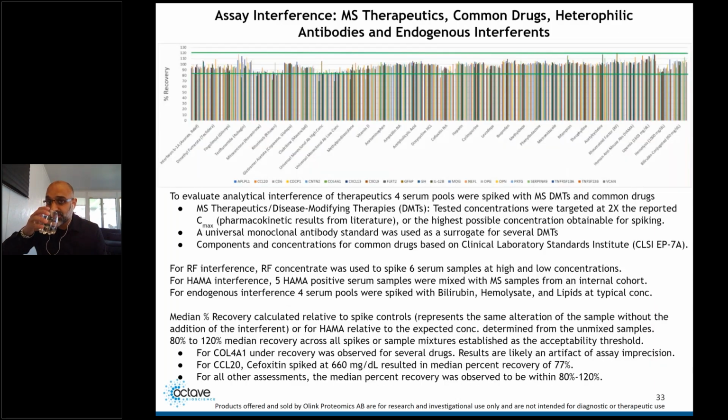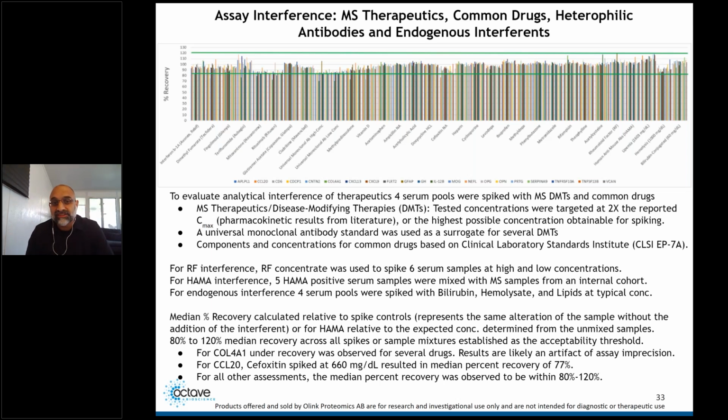So assay interference. We did extensive work to evaluate assay interference, and this included looking at therapeutics, both MS disease-modifying therapies as well as common drugs. We looked at heterophilic antibodies, so rheumatoid factor and human anti-mouse antibodies that many of you who are in assay development know that those can pose problems for multiplex and even singleplex immunoassays, and also endogenous interference. And we used a slightly different approach for each one of these.